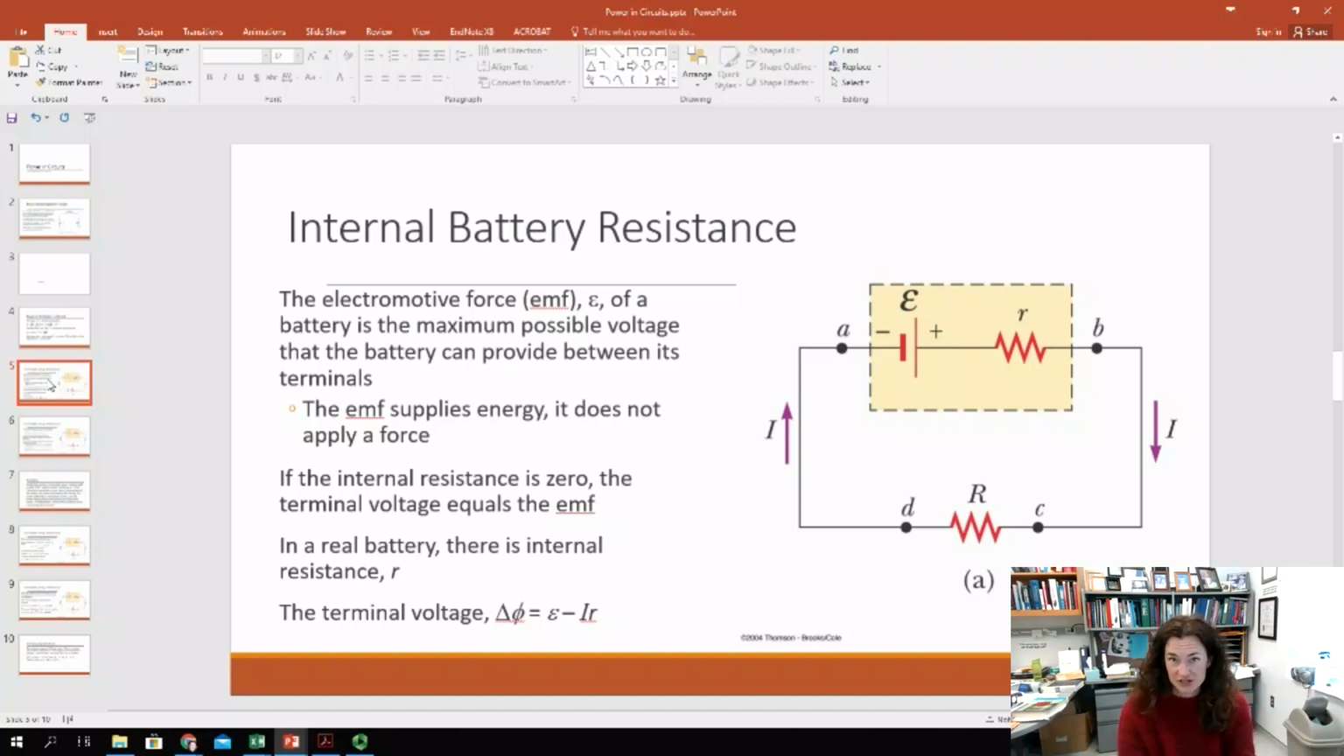Batteries supply energy, all right? If the internal resistance of the battery were 0, then the terminal voltage of the battery would equal the EMF, but this is never true.